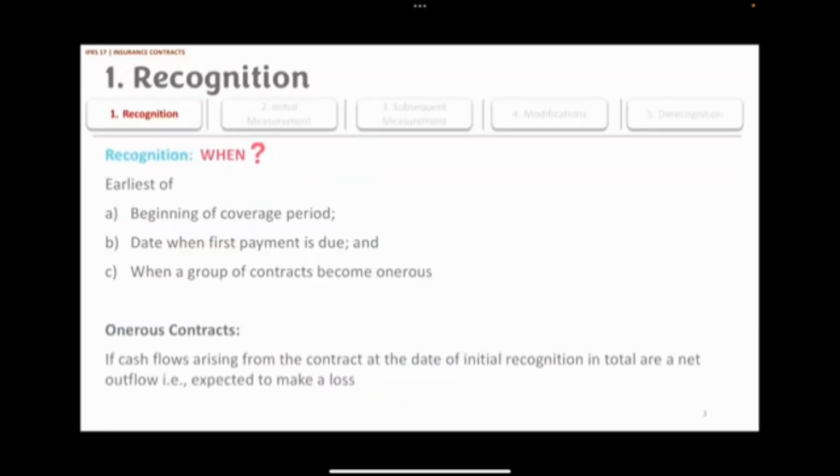An entity shall recognize an insurance contract at the earliest of these. An entity shall recognize a group of contracts at the earliest of the following: at the beginning of the coverage period, the date on which the first payment is due, or when a group of contracts becomes onerous. We already saw what onerous contracts are. These are contracts that are expected to make a loss, or in other words, expected to have a net cash outflow.